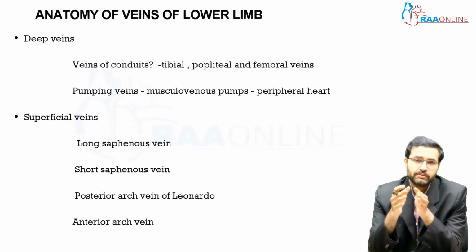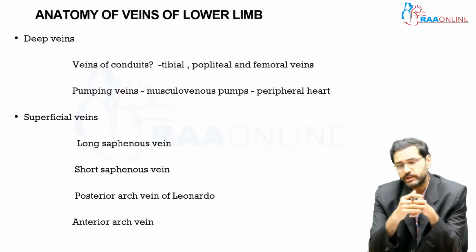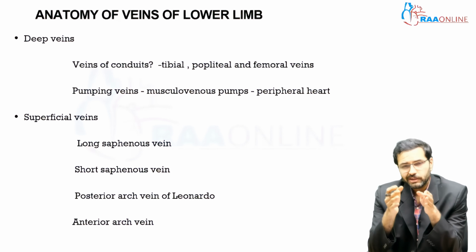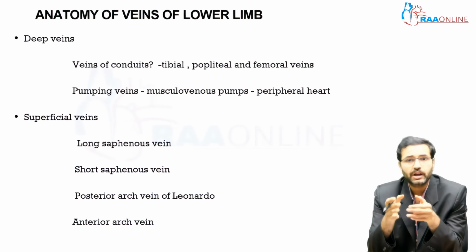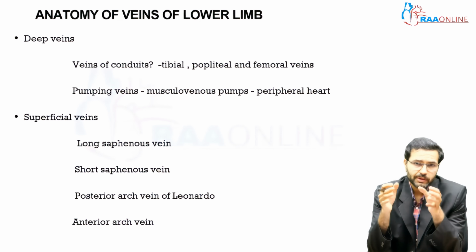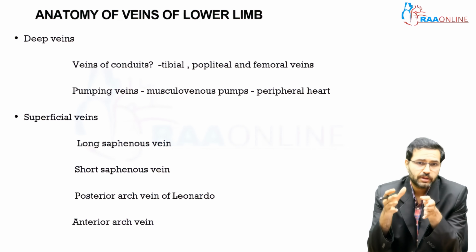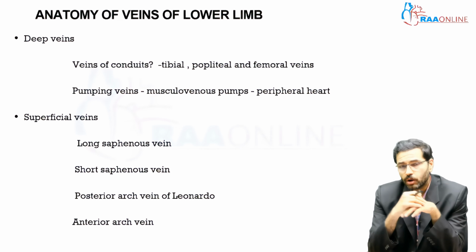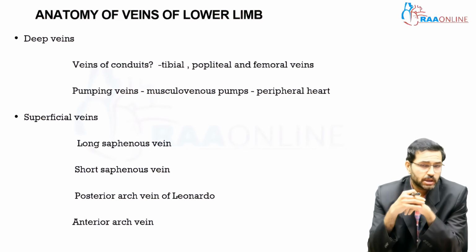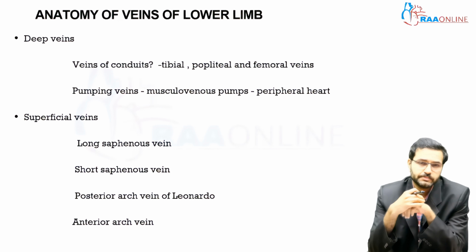Along with these, you have certain veins which are called pumping veins. These pumping veins are basically sinusoids or small veins which are located within the muscles of the calf. These veins located within the muscles of the calf constitute what are called the musculovenous pumps, also called the peripheral heart. They are mainly located within the gastrocnemius and soleus.